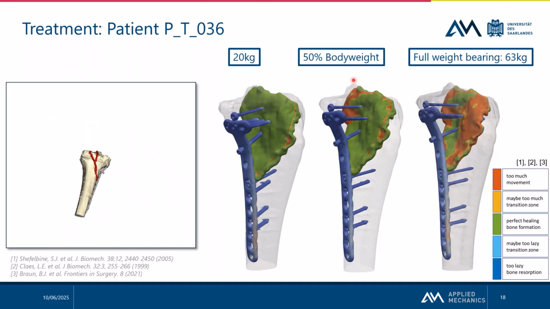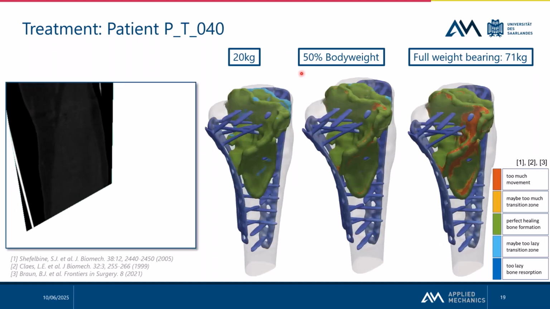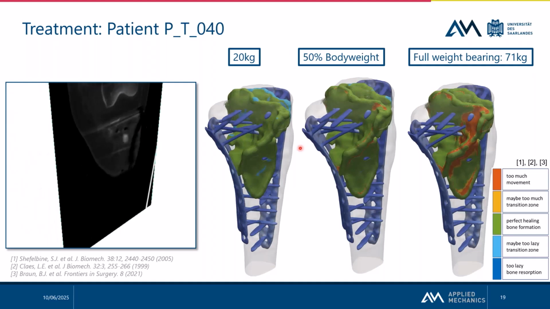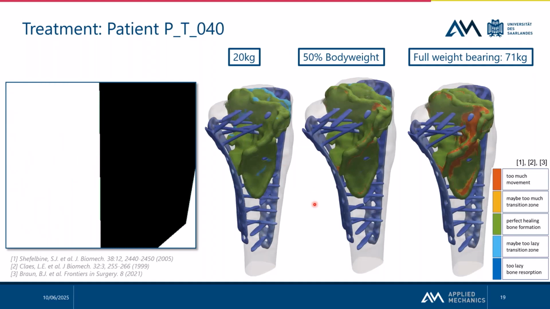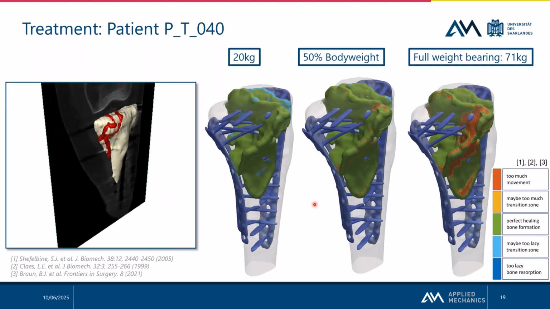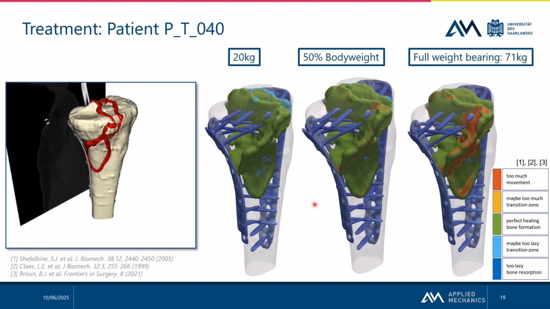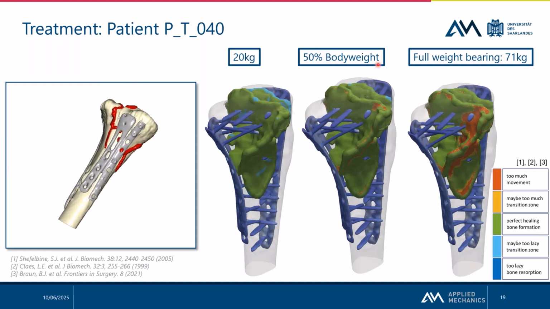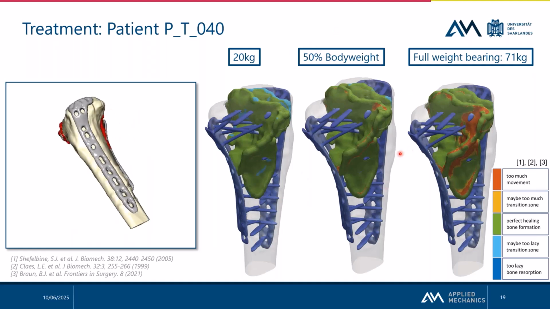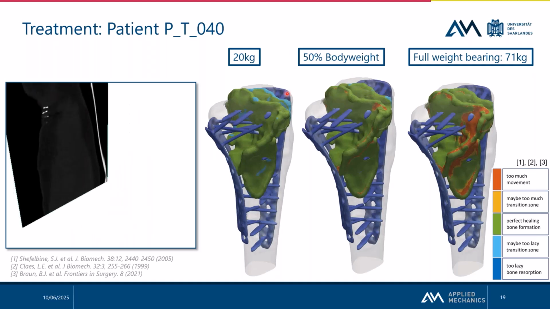the 50% body weight, and that's clearer if I show the second case, because in the second case you have another treatment fixation. There are more plates, so it's more stable, so also 50% body weight does not have as much influence as the 20 kilogram weight bearing.